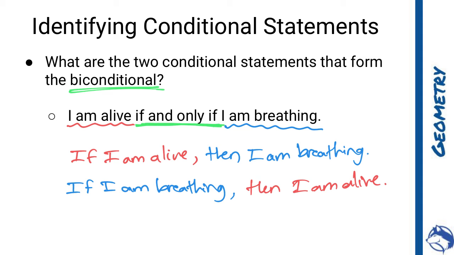Just a tip here, what I do is I just always make sure that my if goes first, and then my then comes directly after my comma. I choose one of the chunks to come first right here, and the other chunk to go second. And that's how I go ahead and write conditional statements from biconditionals.